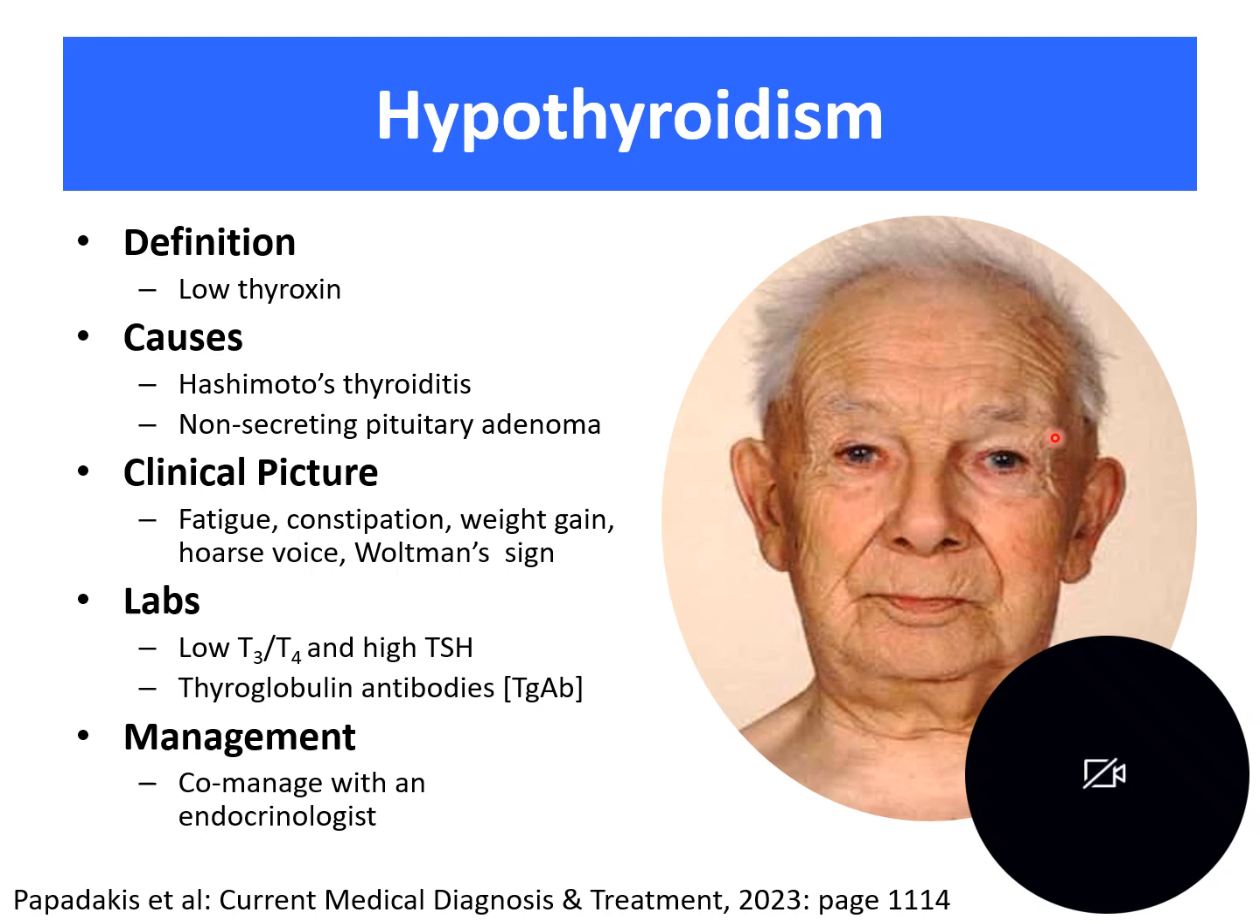Now, another term for Woltman's sign is slow to relax deep tendon reflexes, and we will discuss this later when we do a review of important physical signs that have been mentioned during this week's presentation. So Woltman's sign, which is described as slow to relax deep tendon reflexes, either in the biceps or the ankle. Ankle is the one that you are going to use more to demonstrate this.